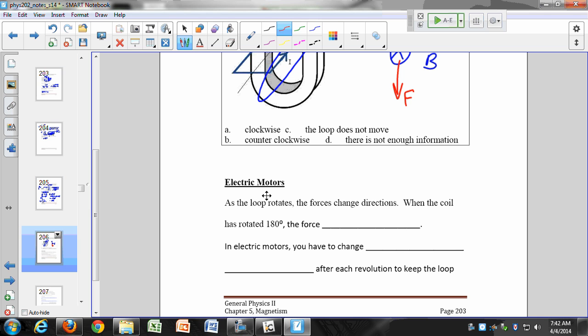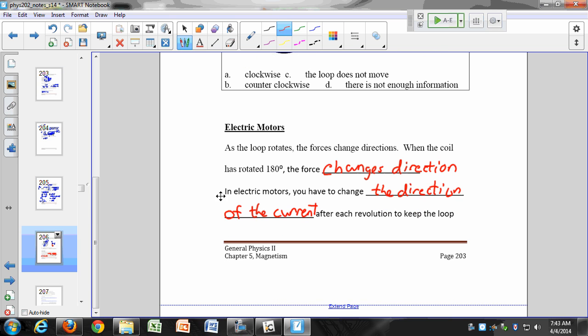So as the loop rotates, the force changes direction. When it's rotated 180 degrees, the force changes direction, so it goes the opposite direction. So in electric motors, you have to change the direction of the current after each revolution to keep the loop rotating in one direction. Couple ways to do this.